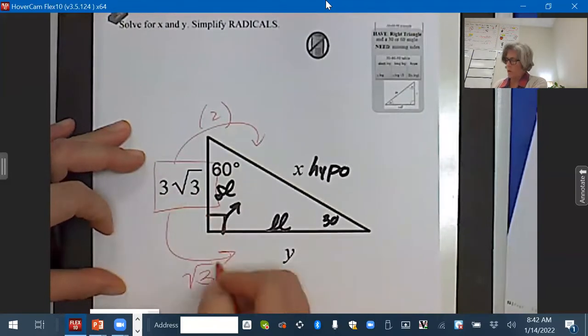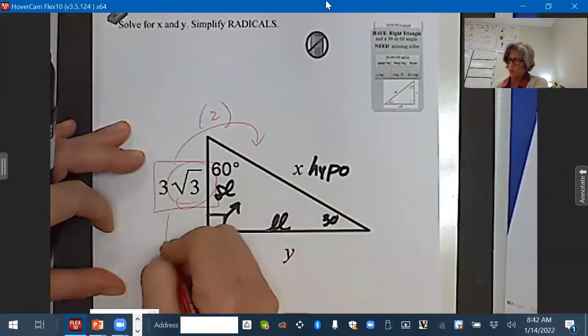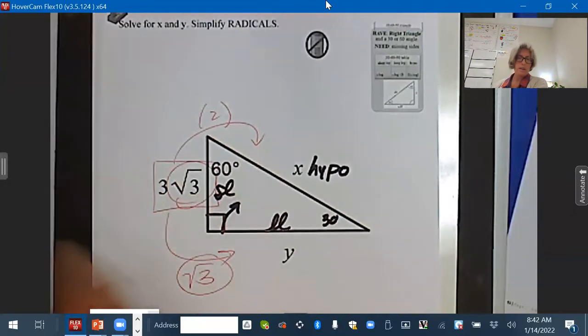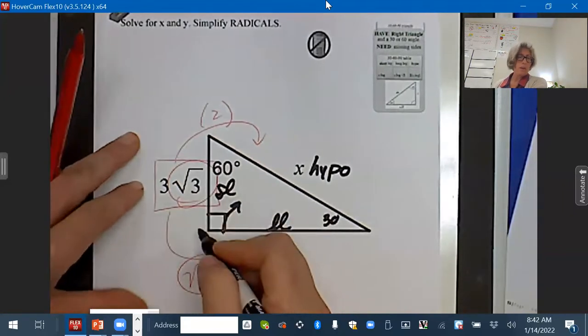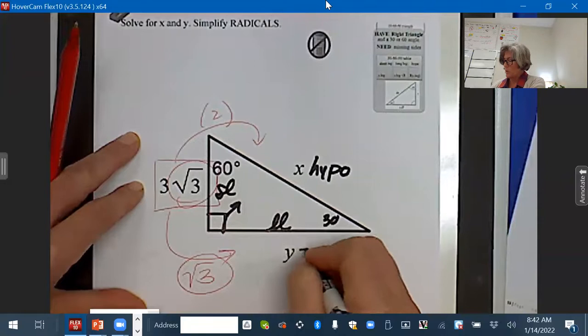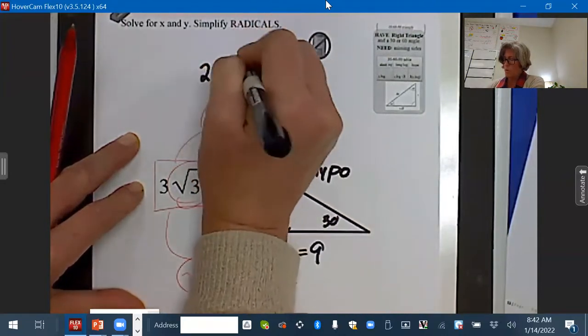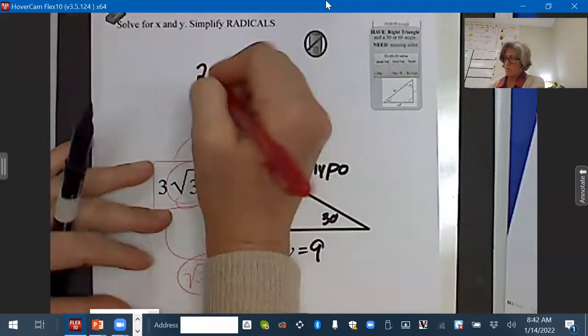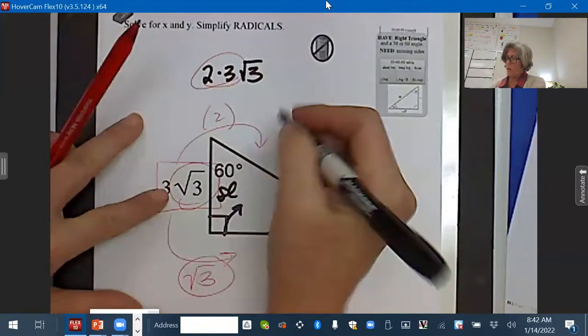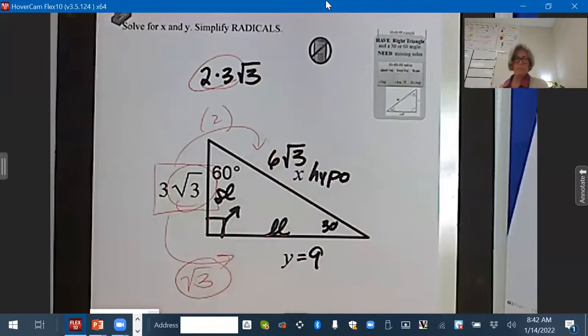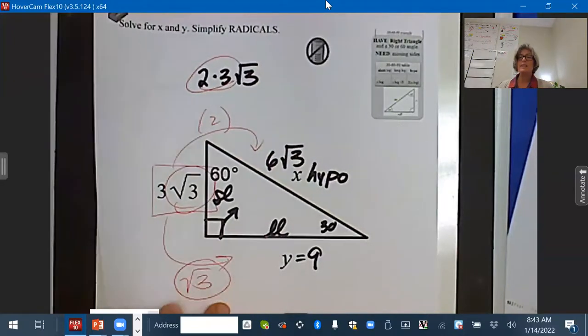3√3 times root 3, any radical times itself is just the number on the inside. So that becomes 3. 3 times 3, y is 9. If I do 2 times 3√3, only the outies talk to each other. 30, 60, 90, short leg root 3, short leg times 2.